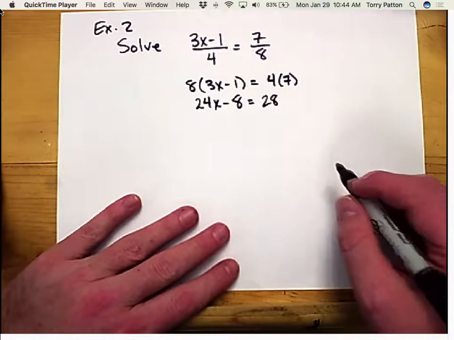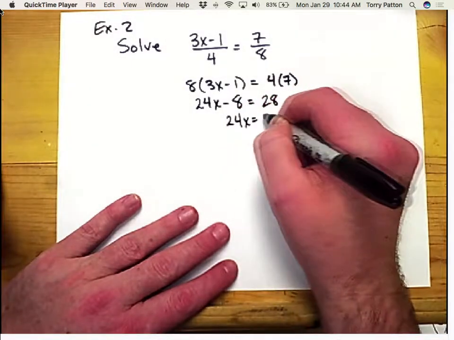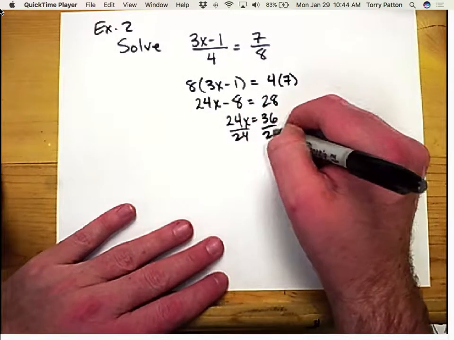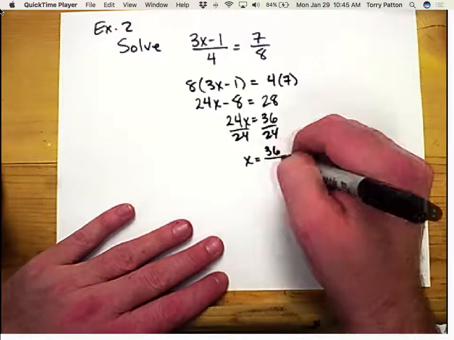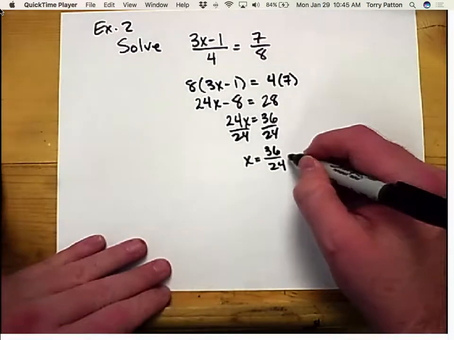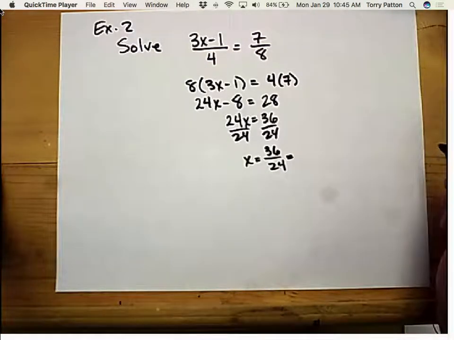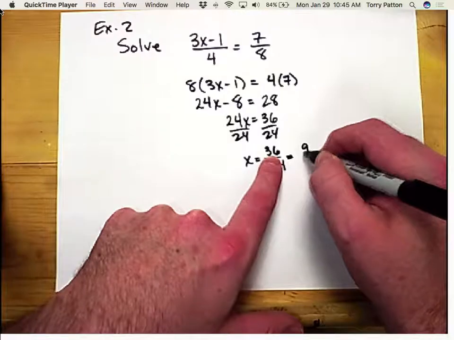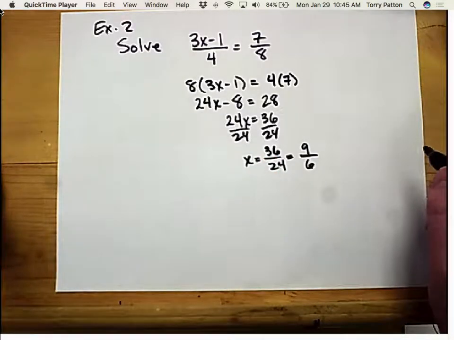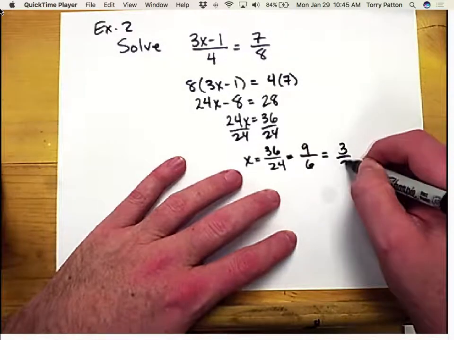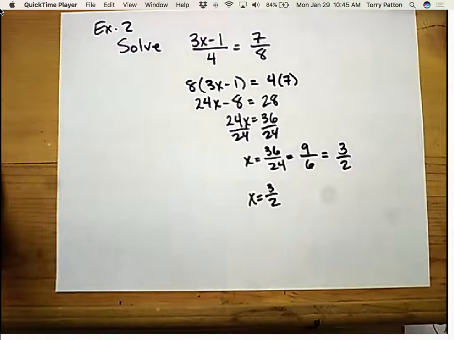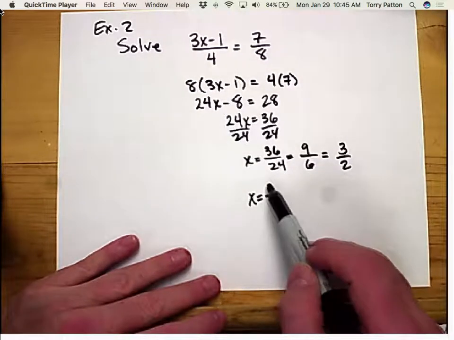Then what? Add the 8 to both sides and we get 24x equals 36. Then what? Divide both sides by 24 and we get x equals 36 over 24. Now how does that reduce? What goes into both of those? 4 is one of them, so that would be 4 goes into there 9 times, over 4 goes into there 6 times. 3 goes into both of those, 3 over 2. Okay? Now in an algebra problem, or even geometry, as long as it's not a word problem, improper fractions are fine and actually preferred. So that would be your answer.